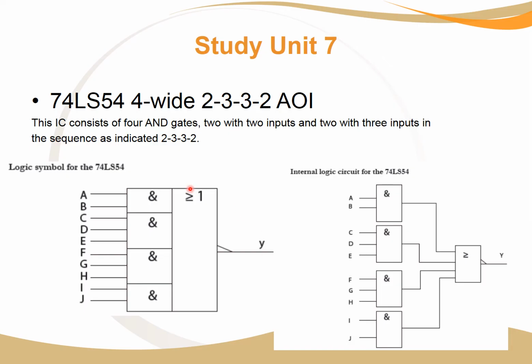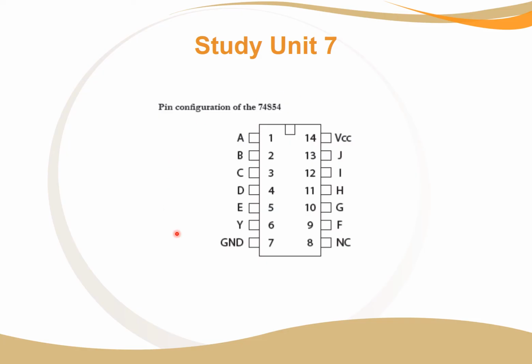And now here we have the 74LS54, a 4-2-3-3-2 AND-OR-Invert gate. So the IC consists of 4 AND gates, 2 with 2 inputs and 2 with 3 inputs in the sequence 2, 3, 3, 2. So it's exactly the same as the other IC. You have your AND gates, OR gates, and then it's all inverted. Okay, so this is the OR part of it, and then that's inverting it. And this is the IC exactly like the other one, just you have no connection down here.